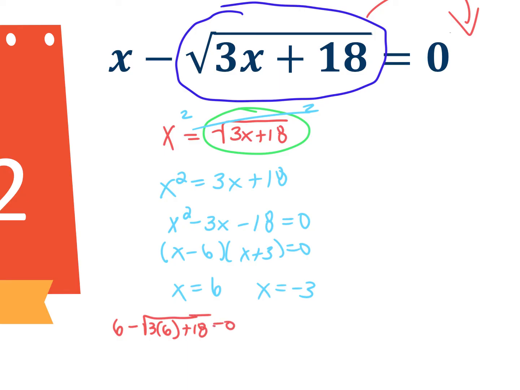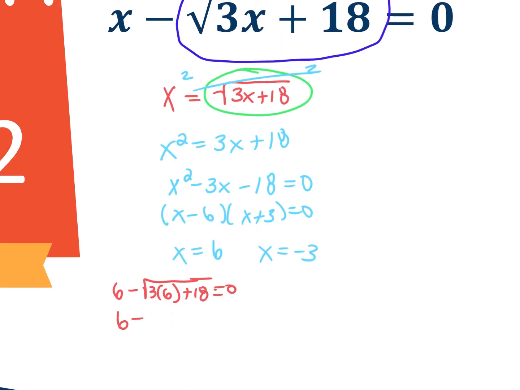Does that equal 0? What's 3 times 6? 18. What's 18 plus 18? Okay, so 6 minus 6 equals 0. Okay, we're good.